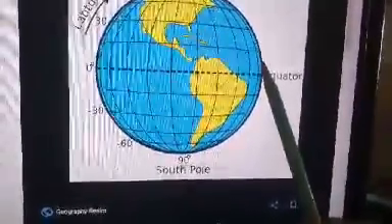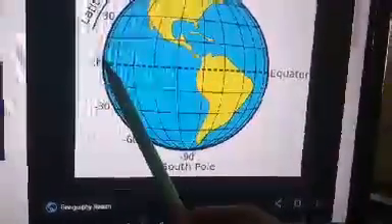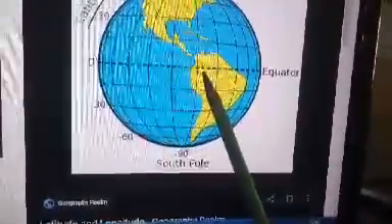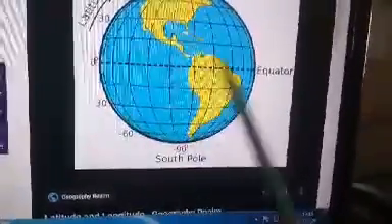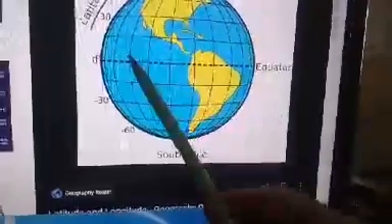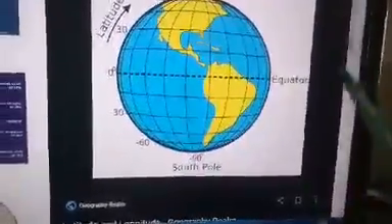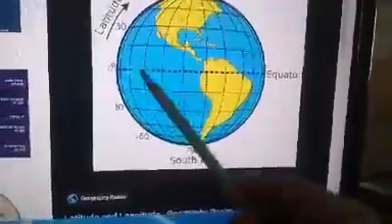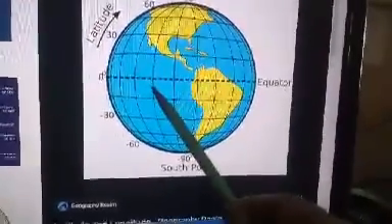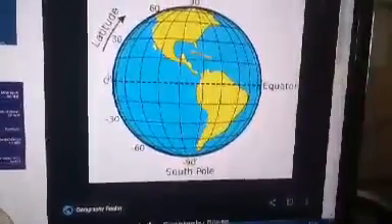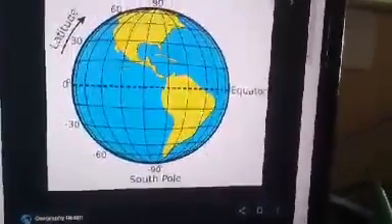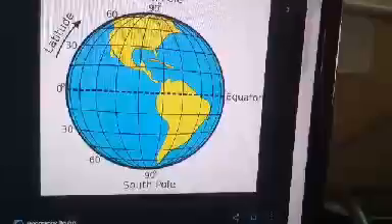So between 0 degree and 180 degree, the left side of 0 degree is called the Western Hemisphere. From 0 degree to 180 degree on the right side is called the Eastern Hemisphere. Here in the Western Hemisphere there are 180 longitudes, and on the right side, the Eastern Hemisphere, also there are 180 longitudes. There are total 360 longitudes.